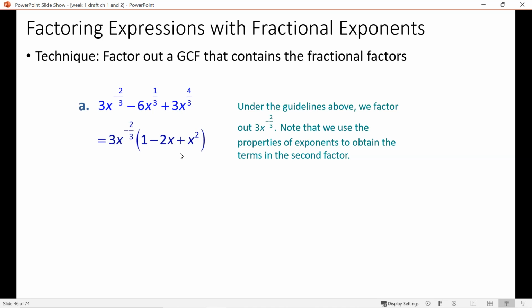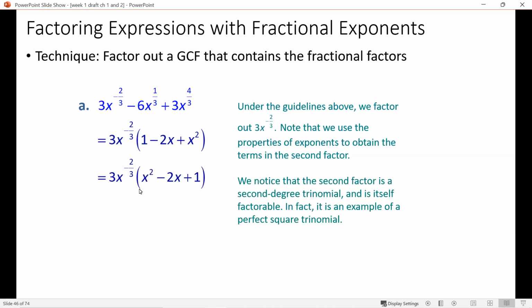Okay. It takes a second to see that if we factor out a negative 2/3 from here, we end up with a full power of x, okay? Then from there, we can factor the remaining quadratic.